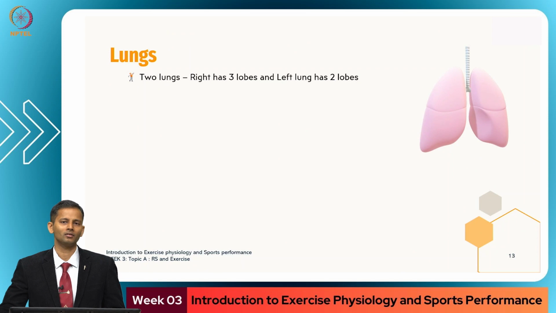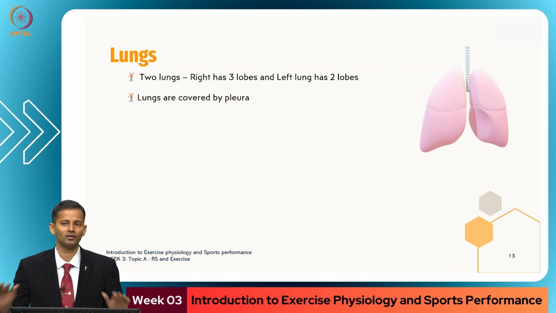Let's move on to the main respiratory system, the organ, namely the lungs. So we have two lungs. The lungs are enclosed within the rib cage, and you also have the heart which gives the blood supply to the lungs. So there are two lungs, the right and the left. The right lung has further 3 lobes and the left lung has 2 lobes.